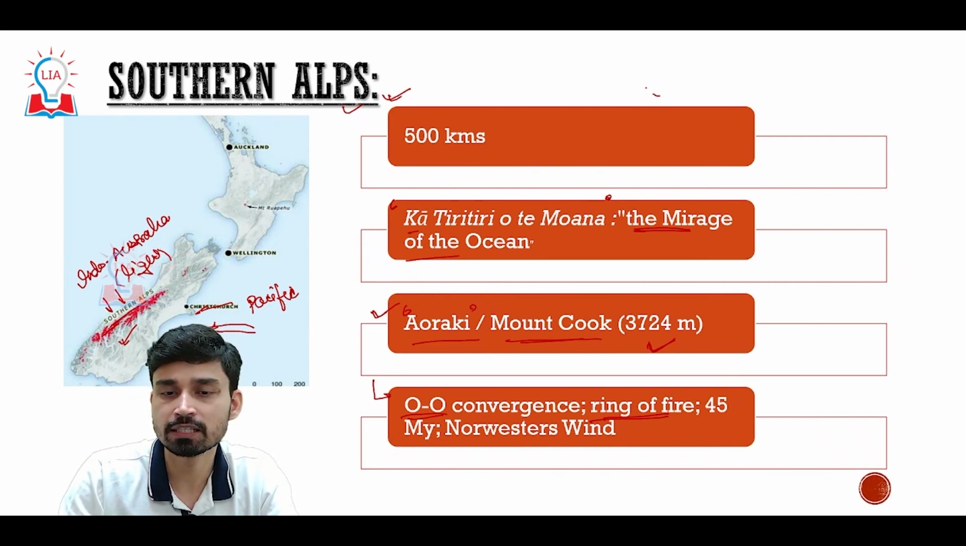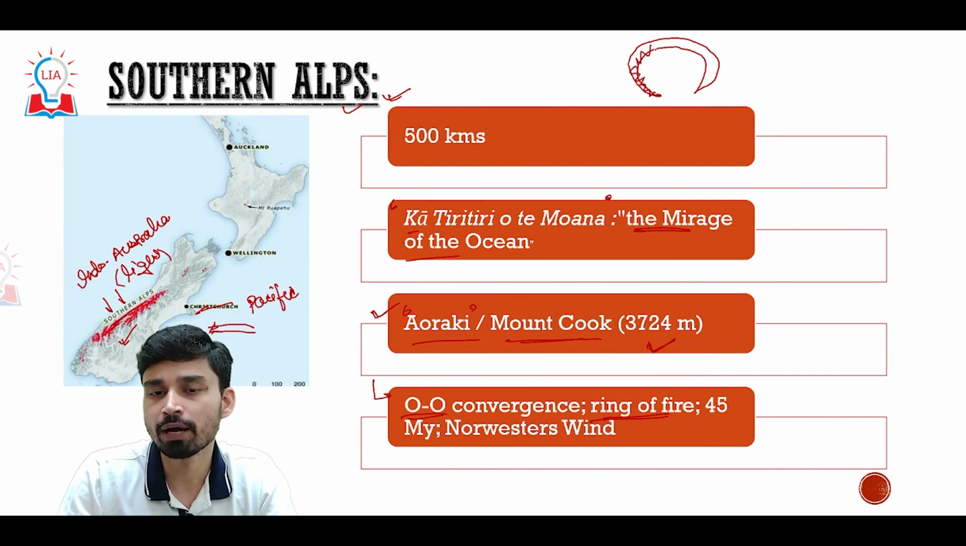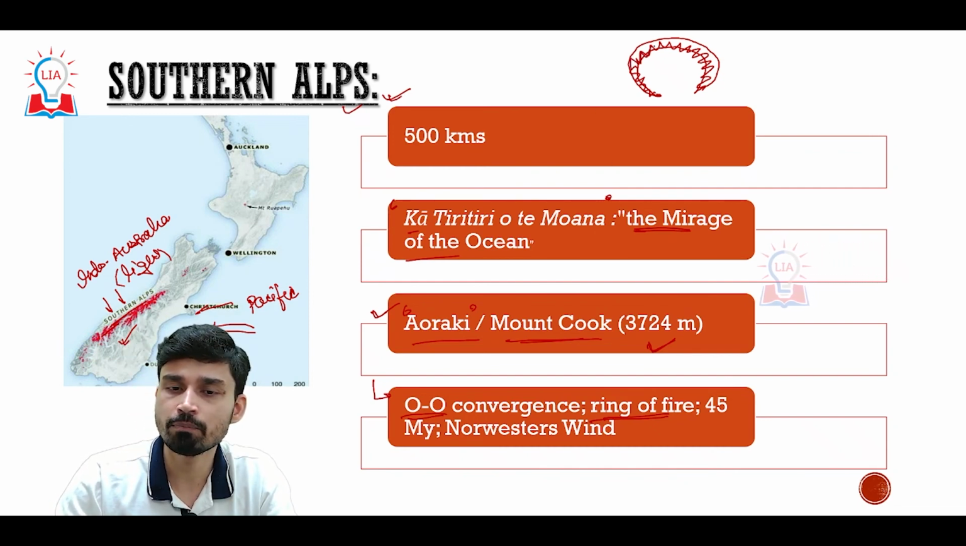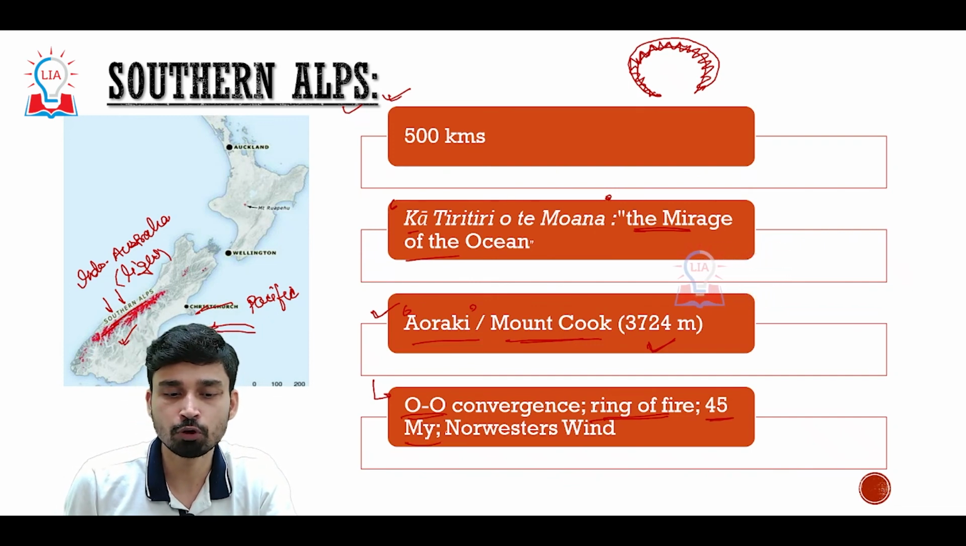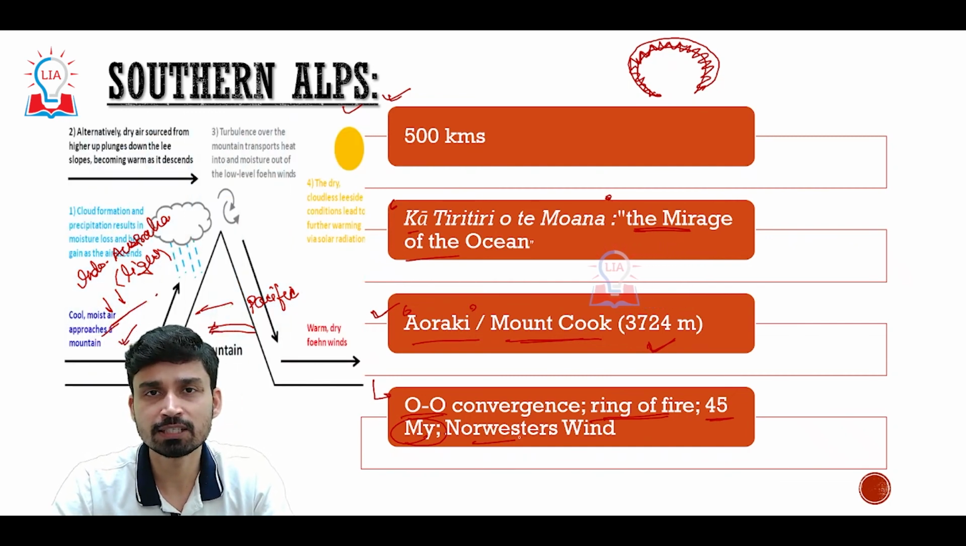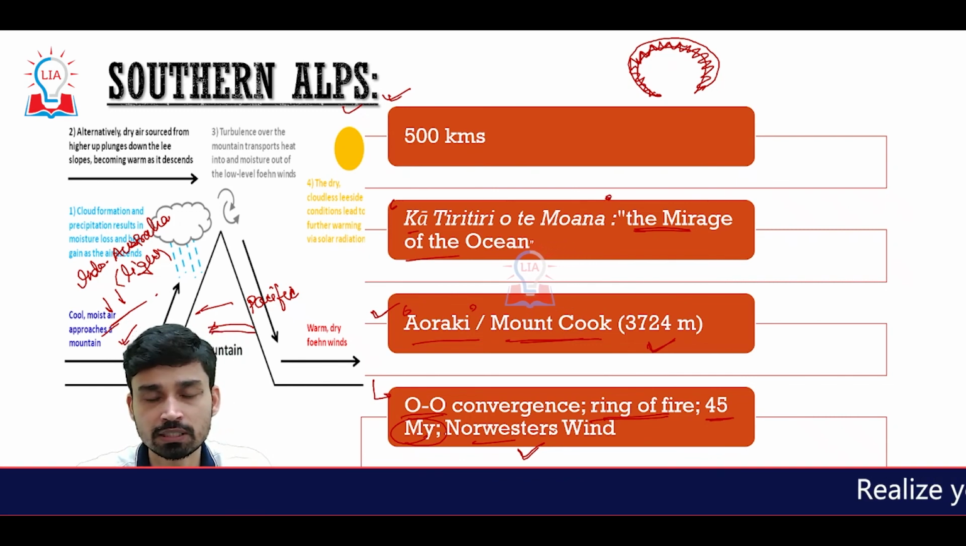Ring of Fire we have discussed before, that it is a circular ring that surrounds the Pacific Ocean right from the east to west, and it is called Ring of Fire because there are a large number of volcanic activities and active volcanoes that are situated here. Actually, 68% of the active volcanoes on the earth are located around the circum-Pacific ring or Ring of Fire. This mountain is believed to have formed about 45 million years ago, and also here we have one other important weather system that is called the nor'wester wind that blows around the Southern Alps.